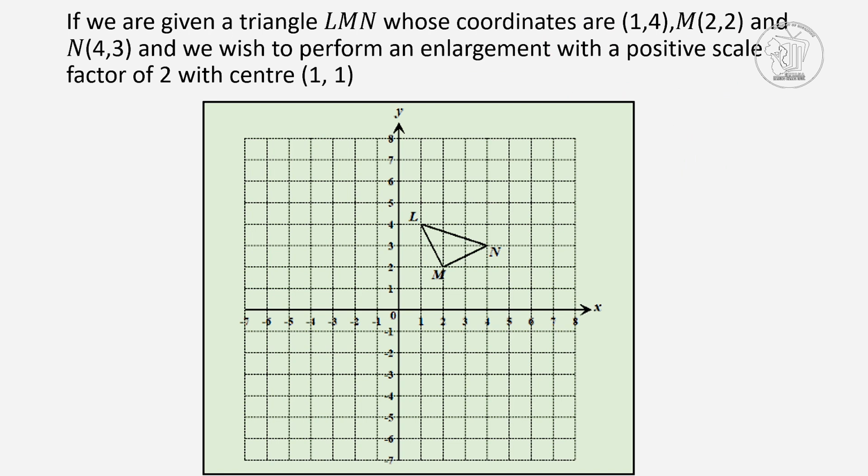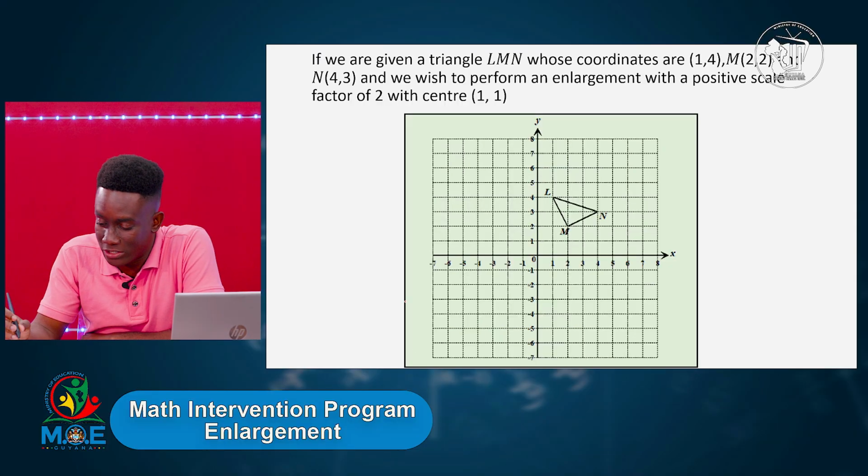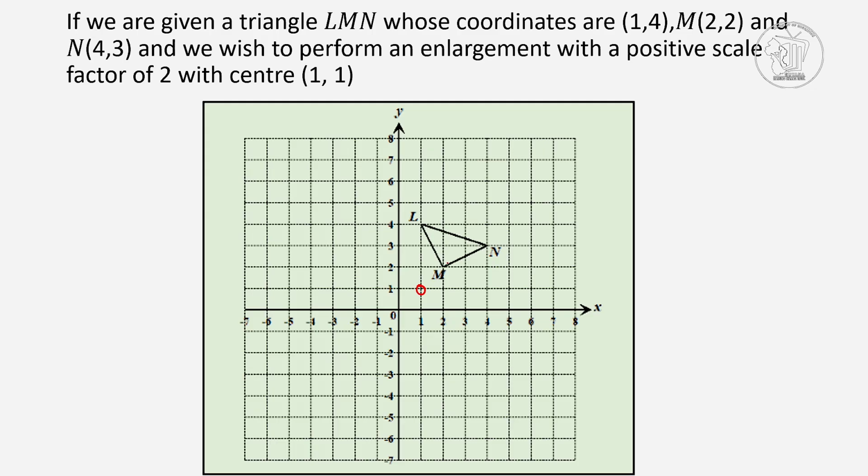So it says, if we are given a triangle LMN whose coordinates are (1, 4), (2, 2) and (4, 3). We wish to perform an enlargement with a positive scale factor of 2 with center (1, 1). So you see the center of enlargement here is (1, 1), and we want to perform an enlargement. So first of all, let's identify the center of enlargement. The center of enlargement will be right here. So we want to expand each side of the shape. So this is what we do, as simple as this.